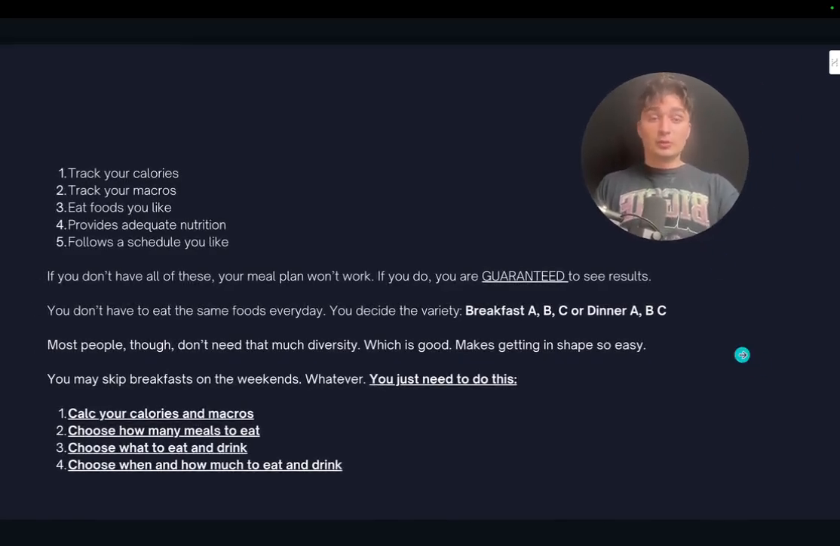So first of all, you need to be able to track your calories, track your macros, eat foods you like, foods that provide adequate nutrition, and follow a schedule that you like. This is what your diet needs to adhere to, this list of variables. And by now, you may have a lot of knowledge on how to do that. You may have a meal plan which does that. But if you don't have all of these, then your meal plan won't work. But if you do have these, you are literally guaranteed to see results, okay?